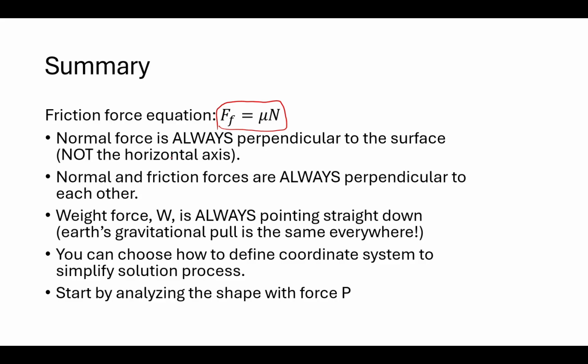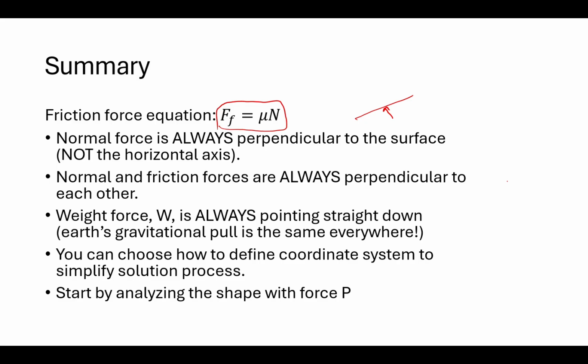And always keep in mind that your normal force is always perpendicular to the surface, not necessarily the horizontal axis. So if you have something that is on an incline, be sure to draw the normal force perpendicular to that incline in the positive direction, not in the negative direction, and not just pointing up. Also keep in mind that your normal and friction forces are always going to be perpendicular to each other. So in this case, the friction can be going in this direction or in this direction, depending on your given problem. And keep in mind that the direction of the friction force is going to matter. Your weight force W is always going to be pointing straight down. Remember that Earth's gravitational pull is going to be the same everywhere, and that's not going to change.